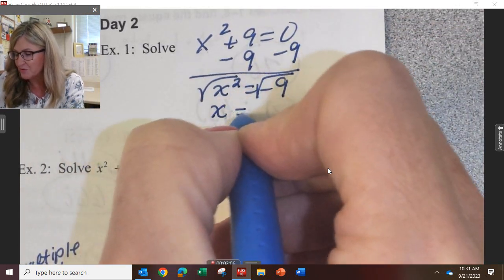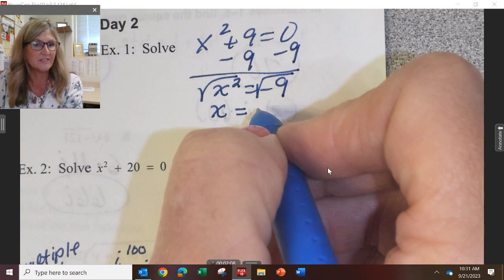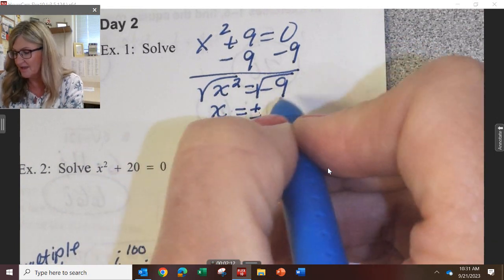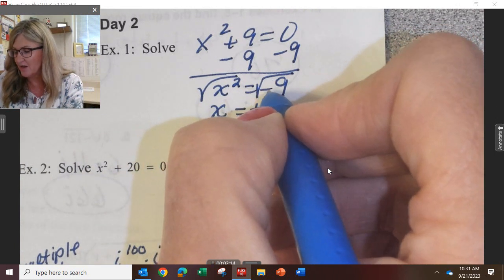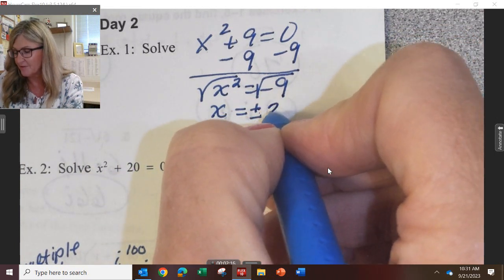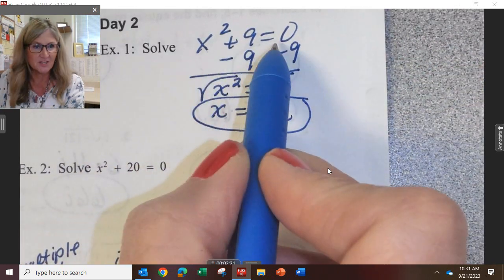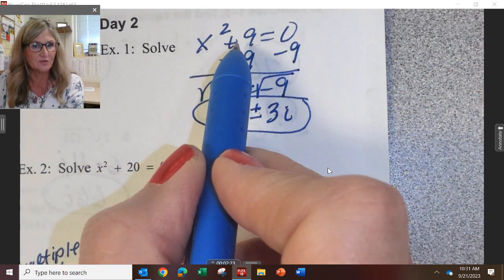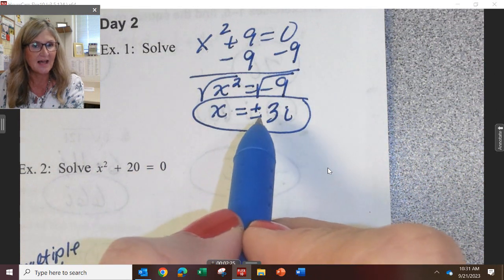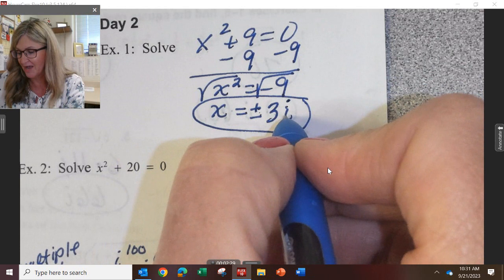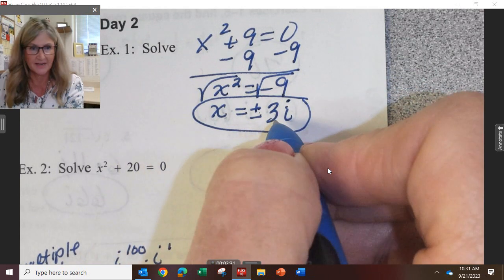What do we have to put anytime we have an equation and we take a square root? Plus or minus. And how do we write the square root of negative 9? 3i. So this equation has no real solutions, but it does have two imaginary solutions. One is positive 3i, one is negative 3i.